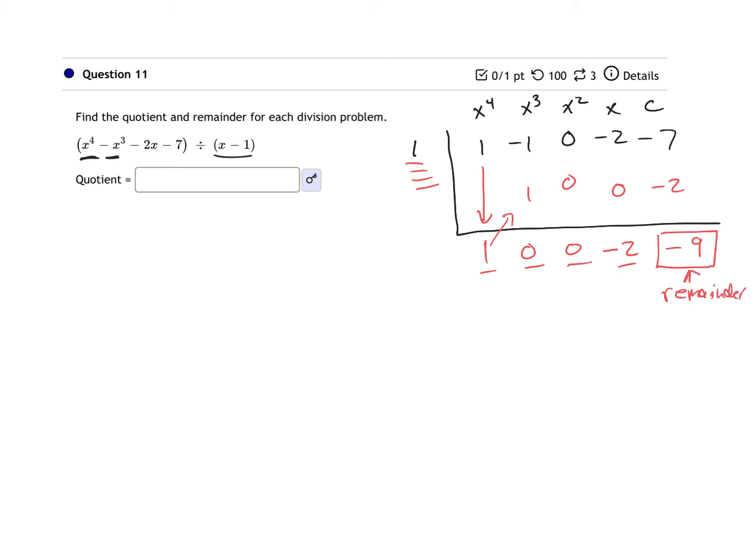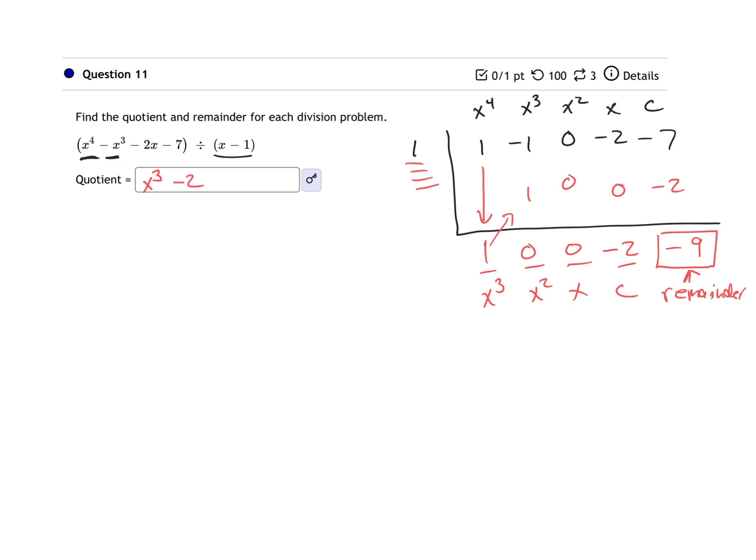And here's how we write this out as our answer. Remember, whenever you're doing synthetic division, you're decreasing the degree by 1. So this is now my x cubed term, this is my x squared, this is my x, and this is my constant, and then I have my remainder. So my x coefficient is 1, so that's just going to be x to the third. Then I have 0x squared, 0 x's, and then -2.